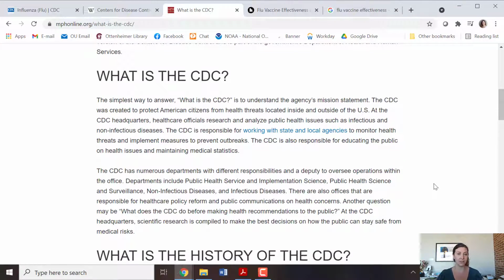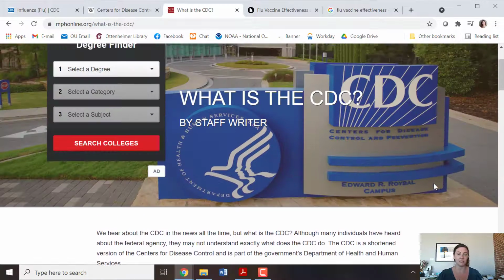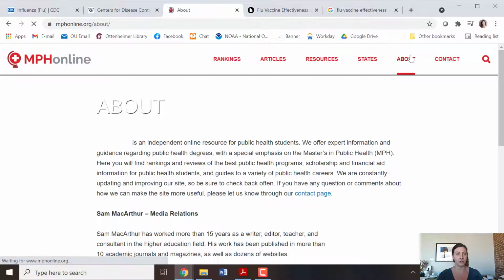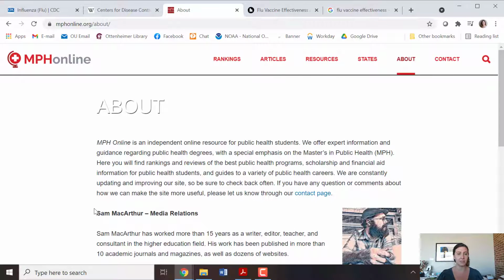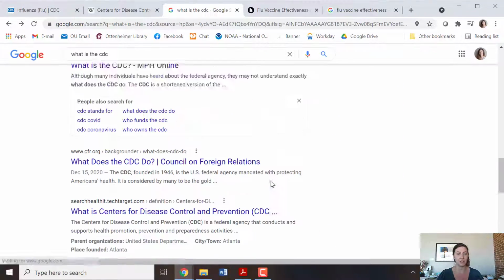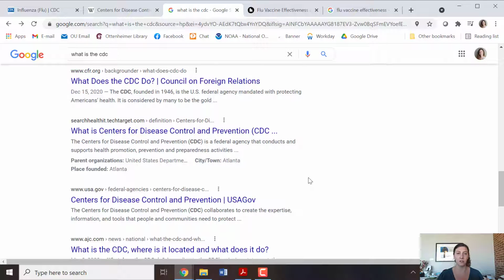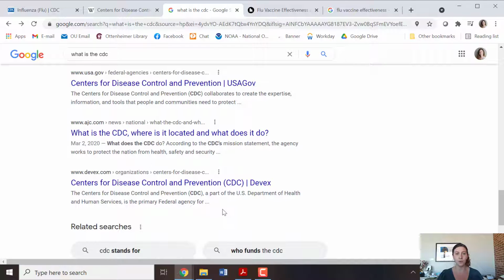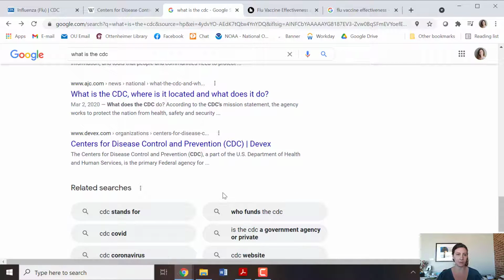I believe the information that this gives us is pretty objective. It's what is the company, what does it do? It gives you a lot of information about it. And whenever you go to the About page from here, you see that this is something that is created for public health students. It's for people specifically going into a health field. I would find this one to be fairly objective. But as you can see, there are a lot of other websites that you can go to learn a little bit more. This one, USA.gov, would give you credible resources as it's a government website. So just go through and check some other websites and see what information you can get.